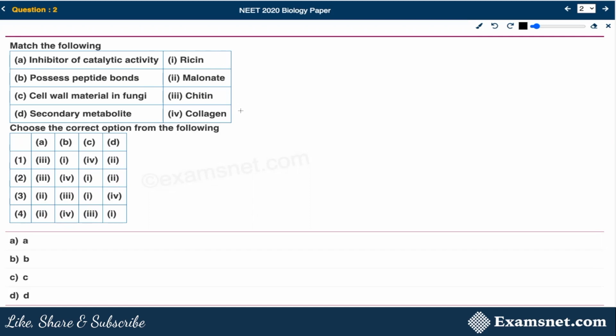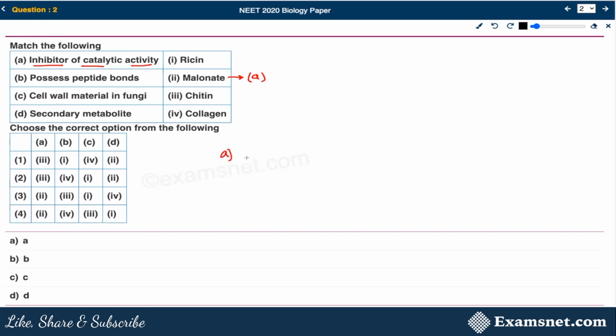Here the different kinds of chemical agents, or different molecules actually, have been given. So the first option, which is the inhibitor of catalytic activity, will match up with malonate. So A here will be the option. That means it will match up with the second one, because malonate is the competitive inhibitor of the catalytic activity of a very important enzyme, and that is succinate dehydrogenase.